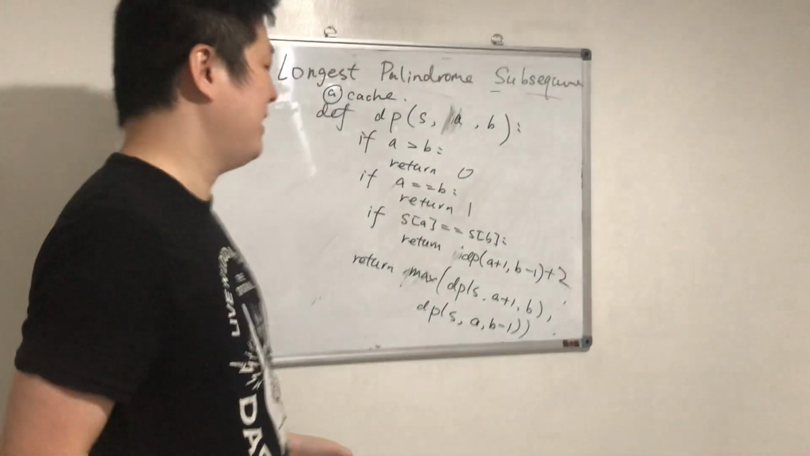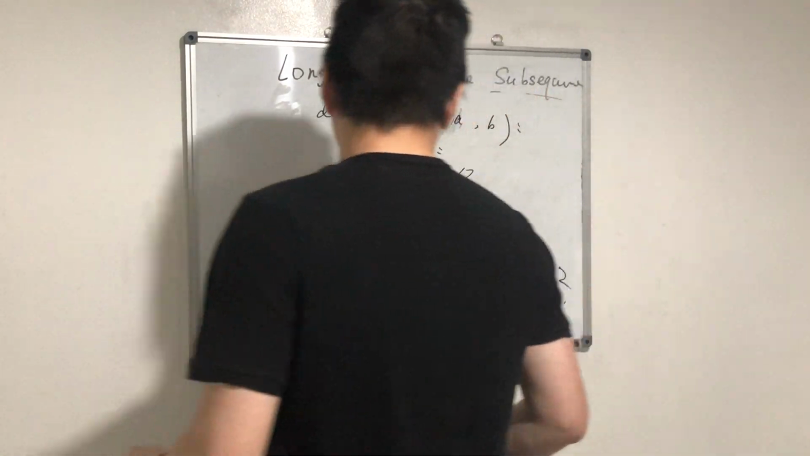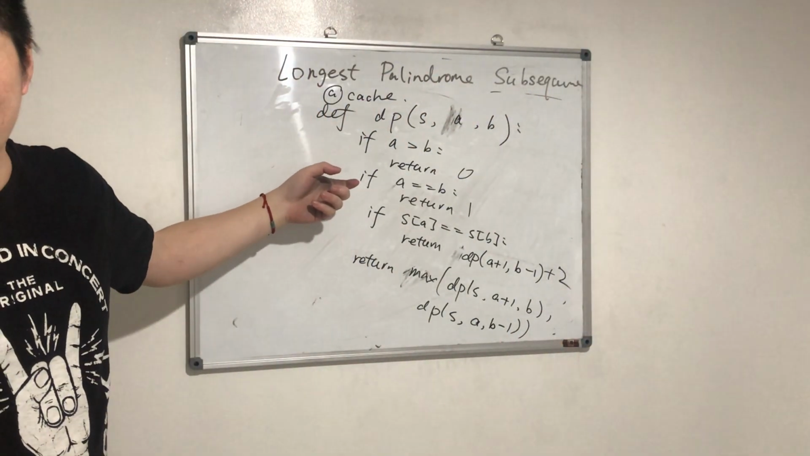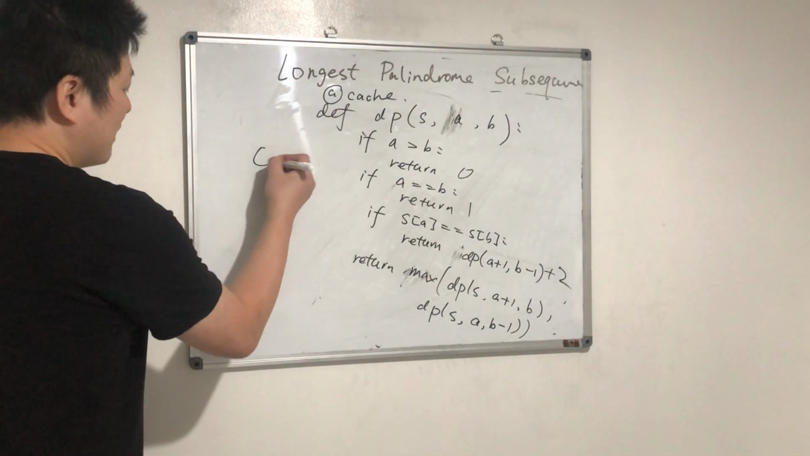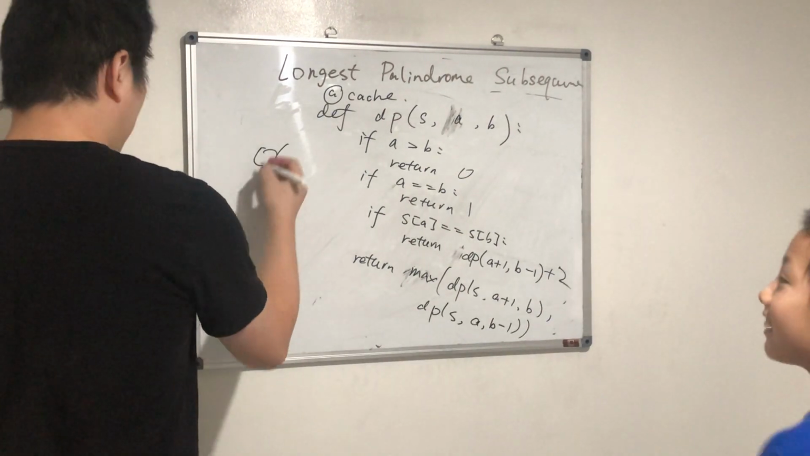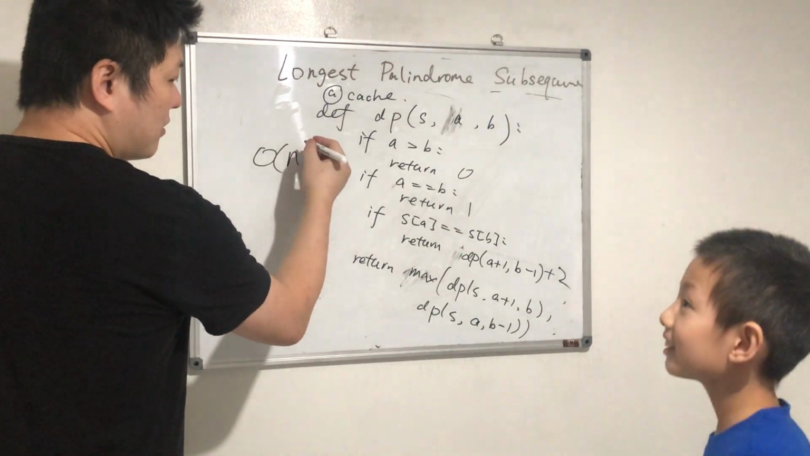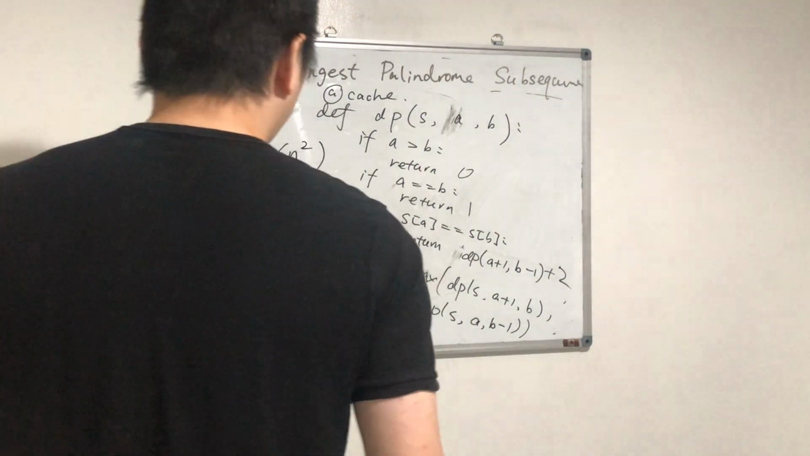Got it? Okay, now we write the opposite: bottom up. What's the complexity, by the way? We talk about it. O of N? O of 1? O of log N? O of N squared. O of N times N, okay?